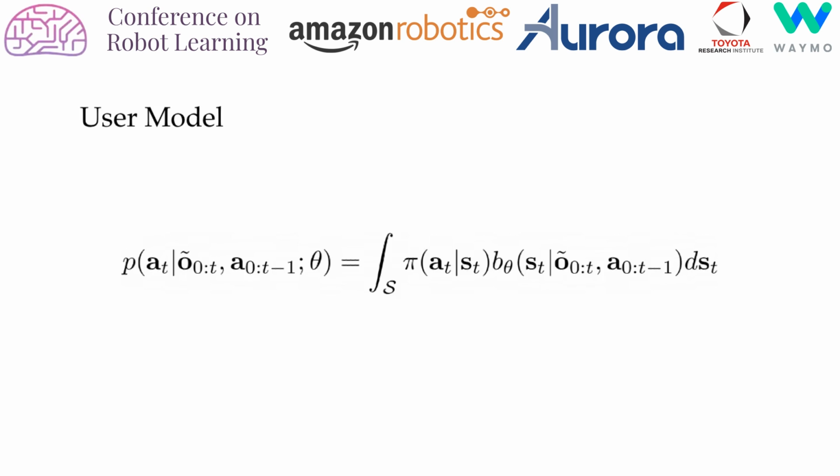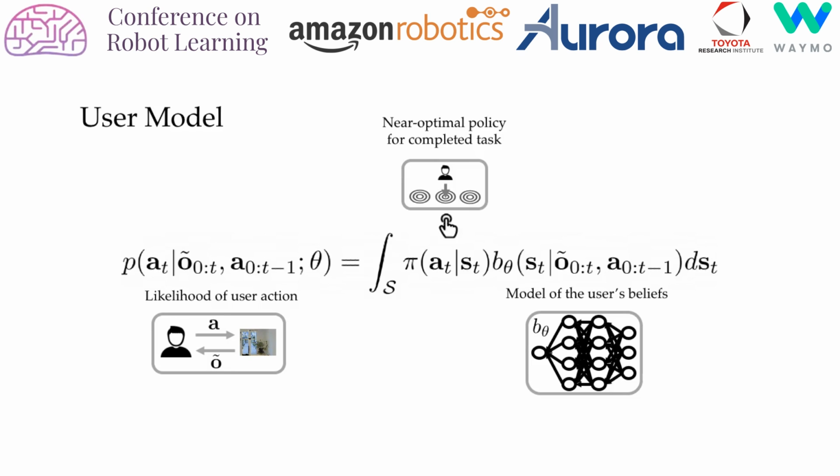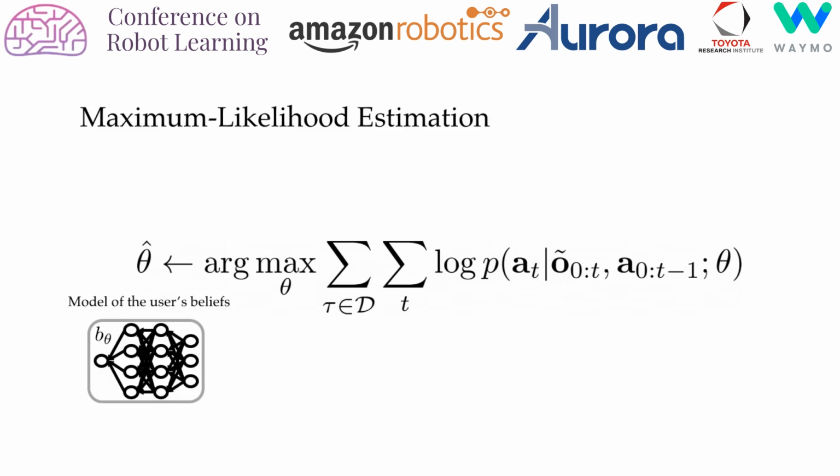Specifically, we train the user model to explain the actions the user took. We model the likelihood of the user taking a particular action, given a history of observations and past actions, by marginalizing out the state. This involves computing a near optimal policy for the completed task, and representing the user's beliefs using a parametric model, for example, a neural network. We train our model of the user's state estimation process using a maximum likelihood objective over the demonstrations.